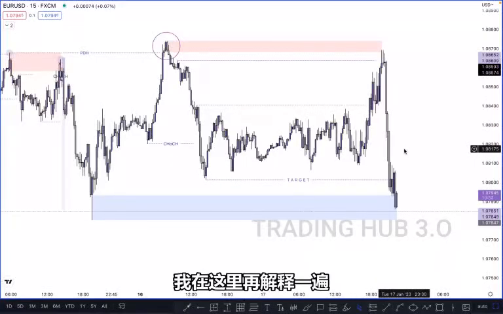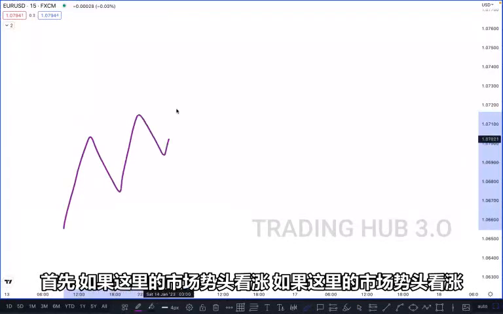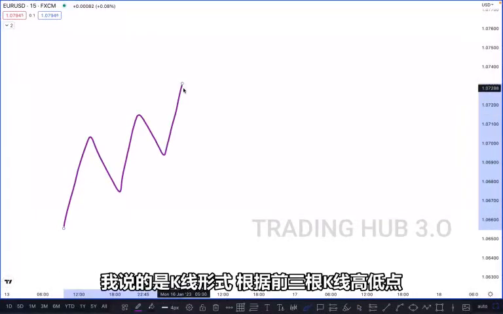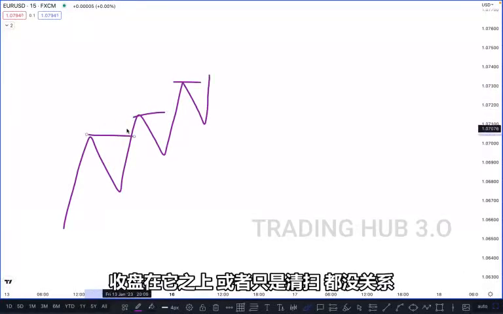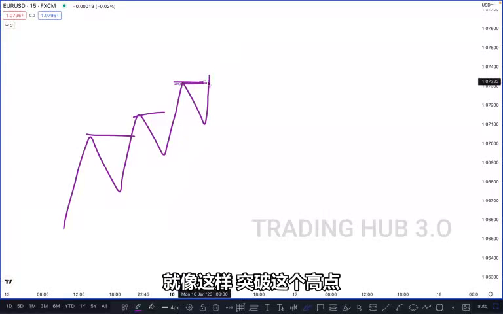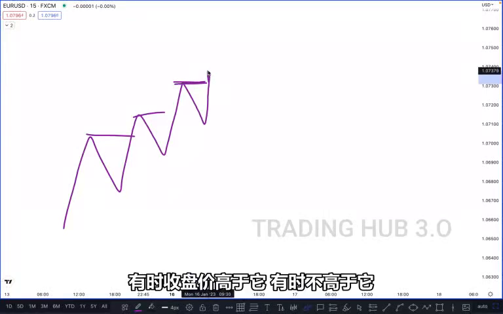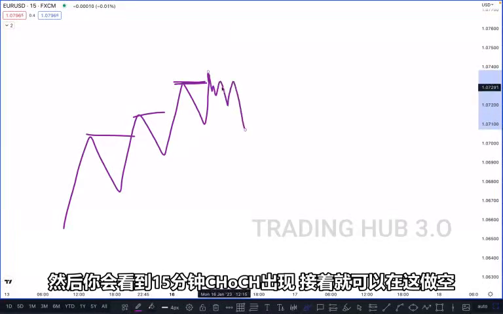So I'm going to explain again. First thing, if market momentum is bullish here, I'm talking about candlestick form, as per the previous candle high or low, you can say in the daily time frame. If market momentum is bullish and breaks the previous high, whether it closes above it or sweeps above it, doesn't matter, right? You have to wait for the break of the first pullback, like something like this, break this high. Sometimes it closes above, sometimes not. Most of the time when price does not close above it and just sweeps the liquidity, then you will see a 15-minute chalk, and then you can sell here.